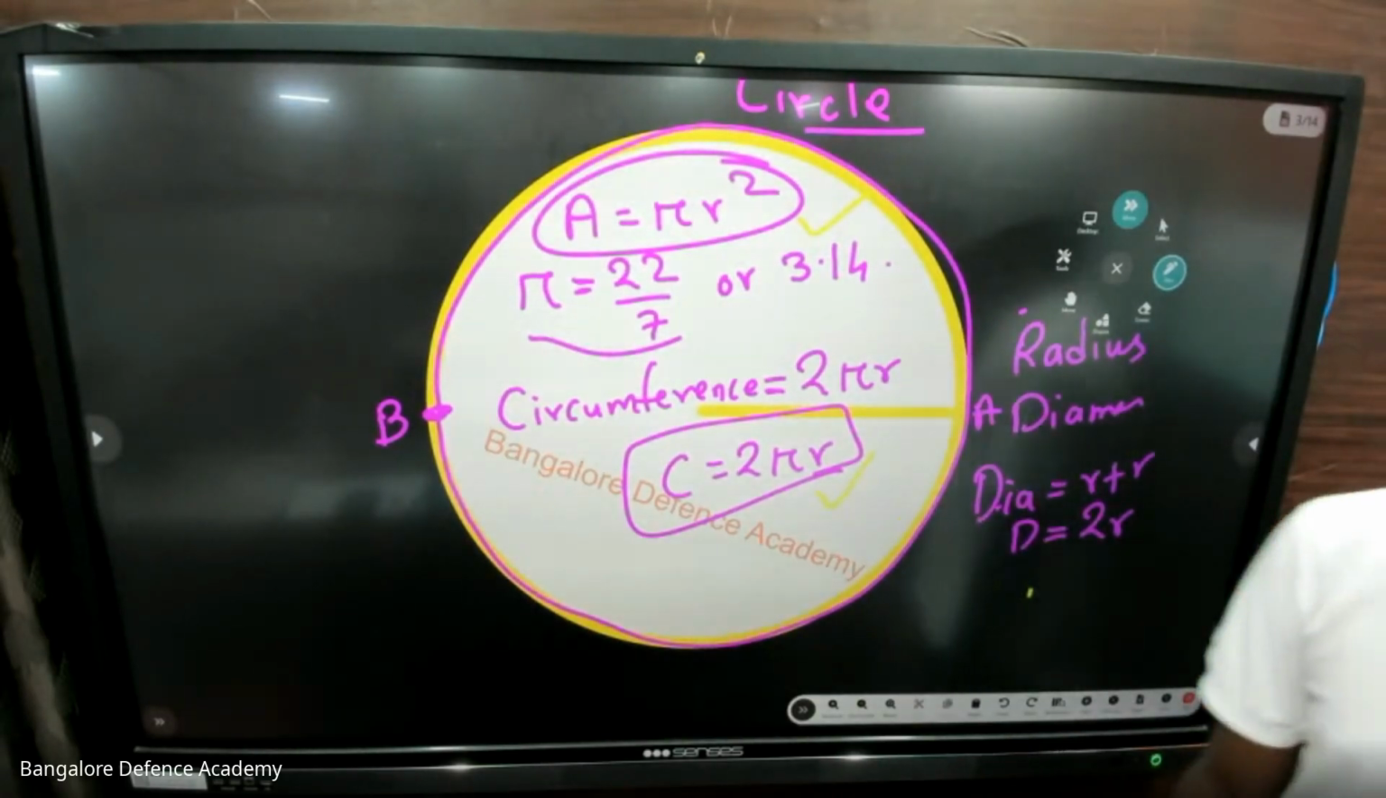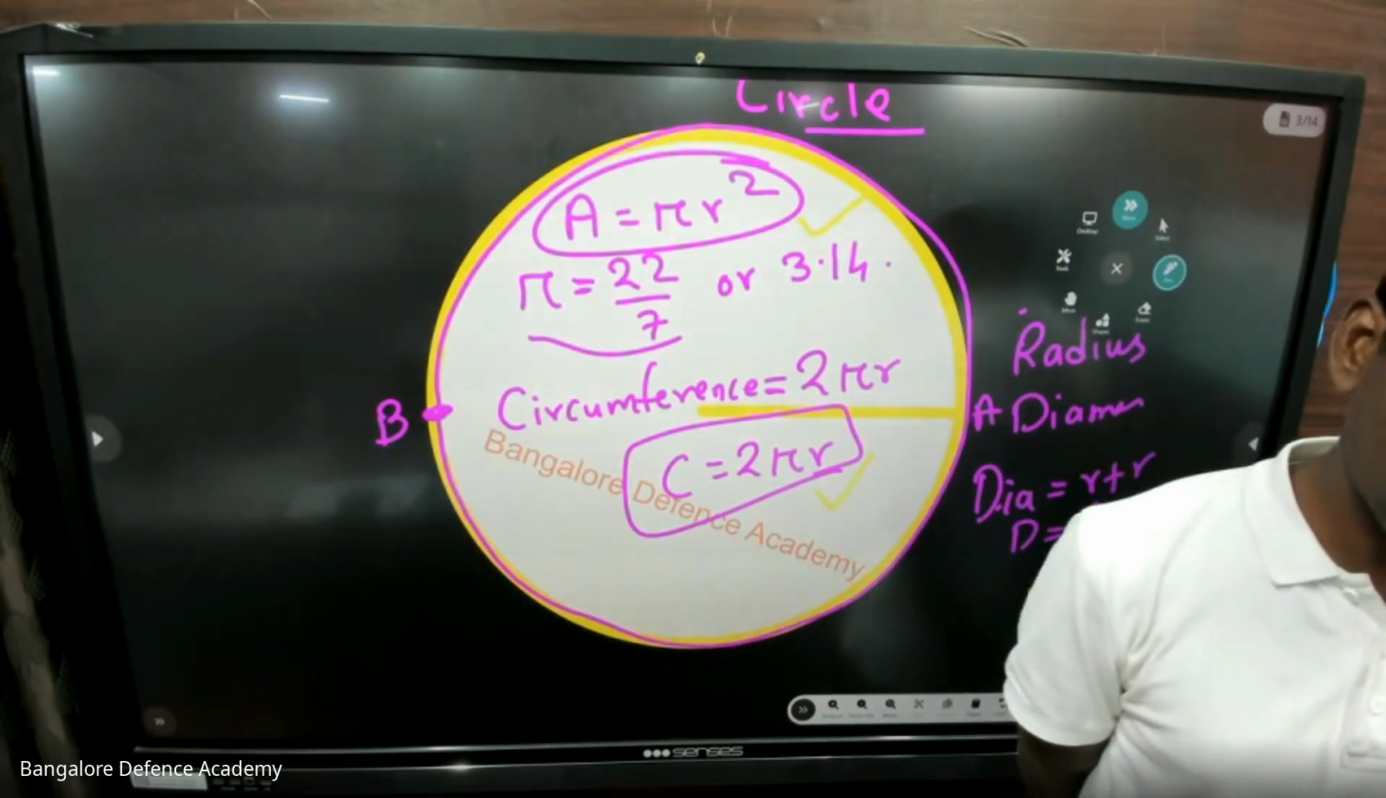Area of circle and circumference of a circle.